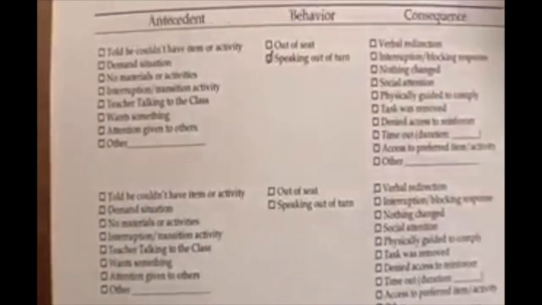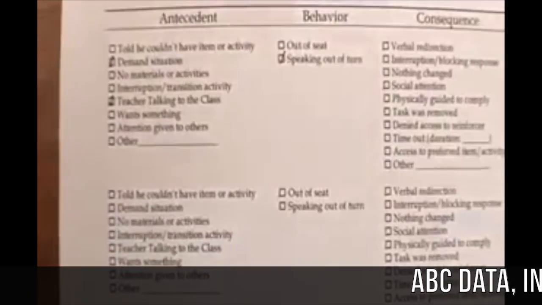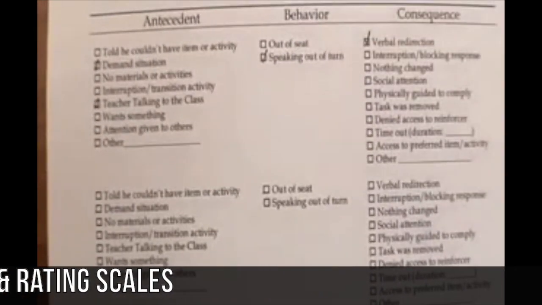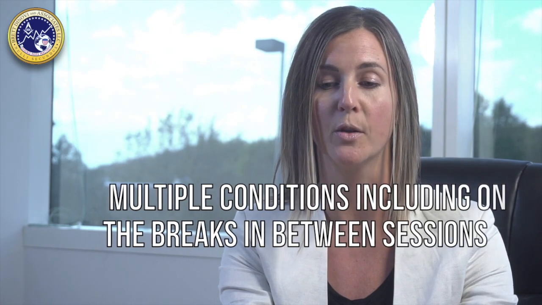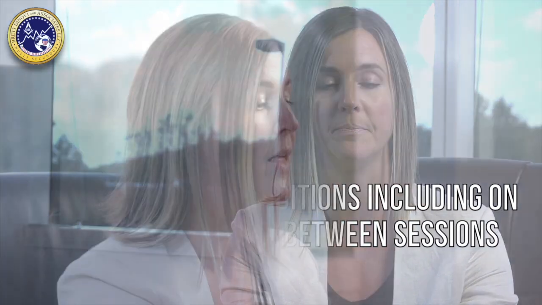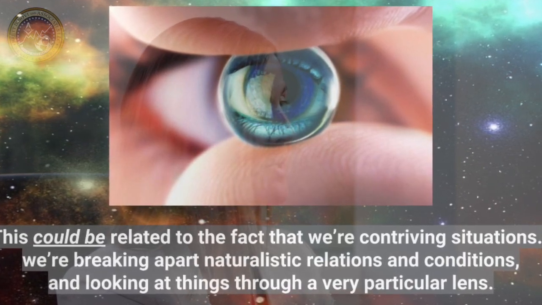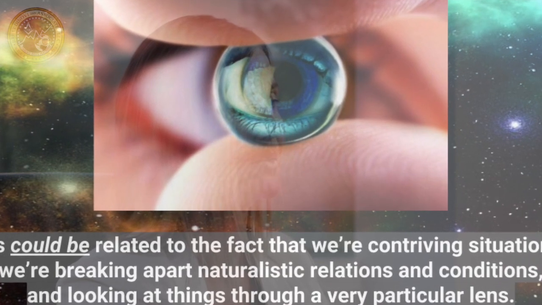Going on almost 10 years as a behavior analyst, I've spent a lot of time conducting FBAs. And in doing so, I have relied a lot on ABC data and indirect interviews and rating scales that did not end up matching the results of my functional analyses. Or when I run the standard FA, I either do not see any maladaptive behaviors, or on the contrary, I observe problem behavior during multiple conditions, including on the breaks in between sessions. This could be related to the fact that we're contriving situations. We're breaking apart naturalistic relations and conditions and looking at things through a very particular lens.